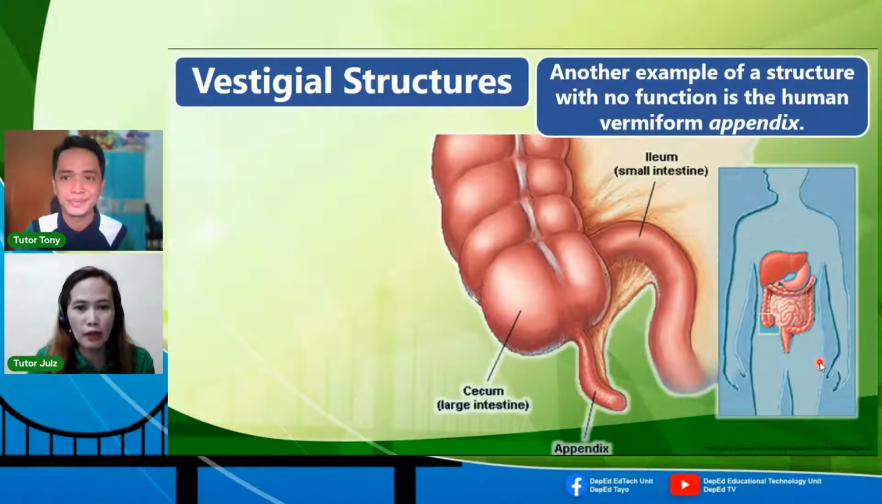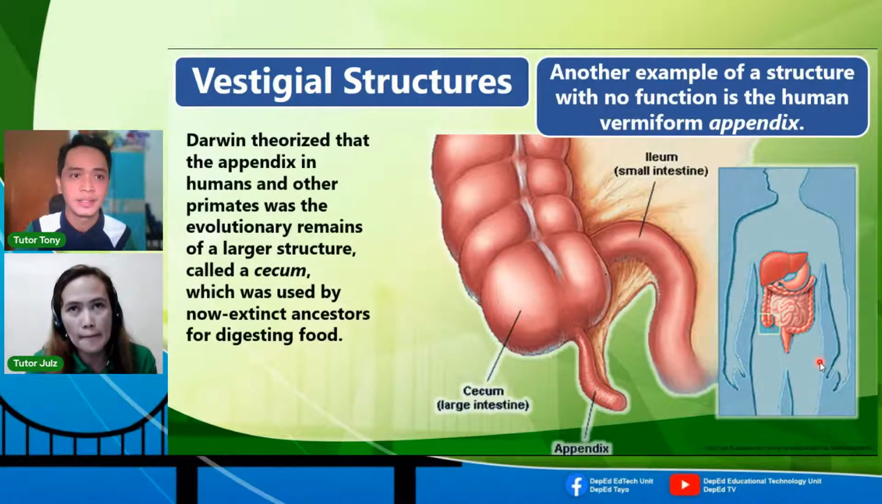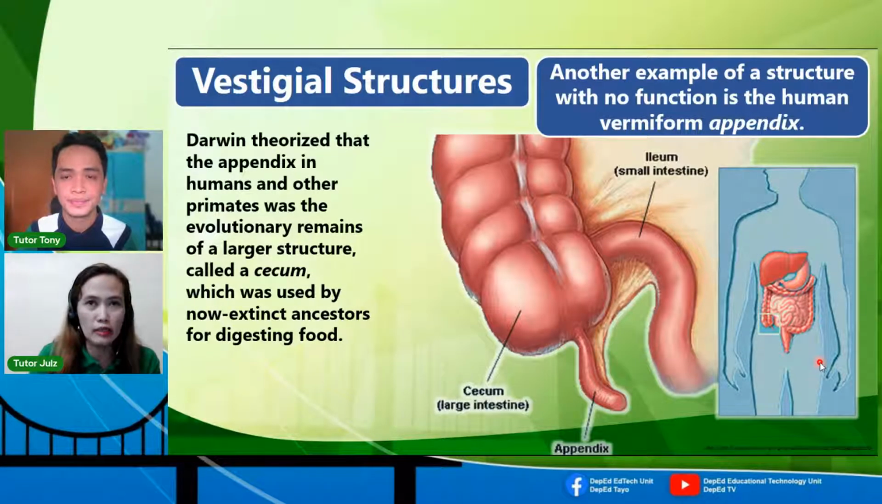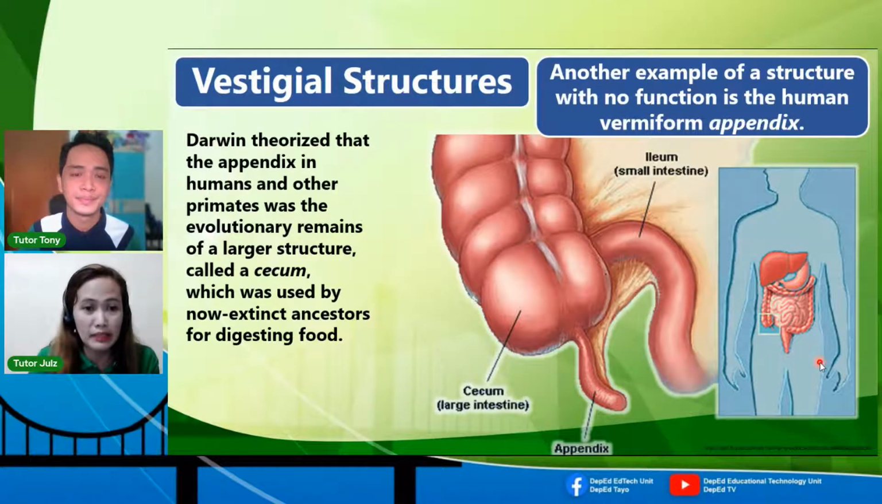And next example, ito yung ating appendix, di ba? Another example of a structure with no function is the human vermiform appendix. Sa other organisms, other animals, ano bang klaseng animals yung mga yun? The ruminant animals. When we say ruminant animals, ito yung mga animals na kumakain ng weeds or plant materials. Ginagamit yan to help in the digestion of tough herbivore food. Yan, ginagamit yan sa digestion.